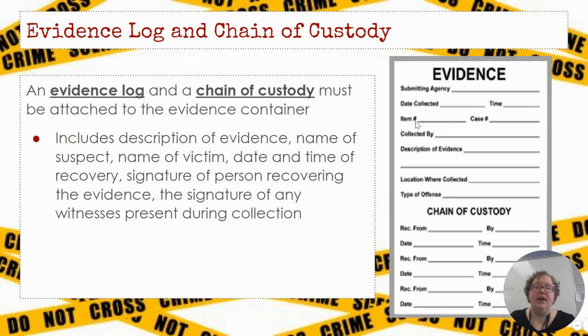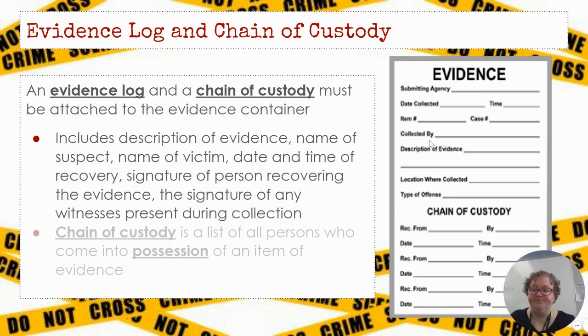So on the evidence log, you can see up here, it includes a description of the evidence, the name of the suspect, the name of the victim, the date and time that they collected the evidence, signature of the person that collected the evidence, and signature of any witnesses that were present while that evidence was being collected. That would be all included in the evidence log, this top portion.